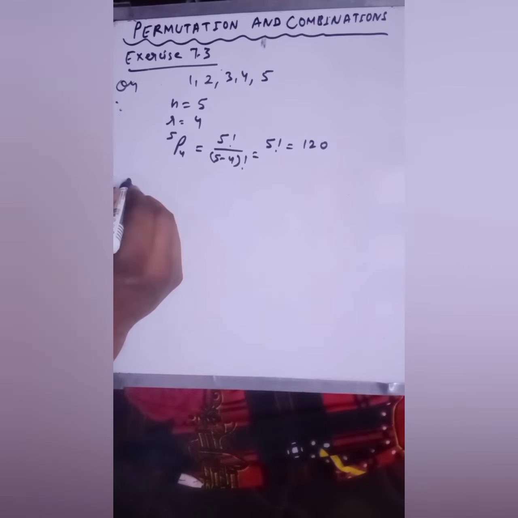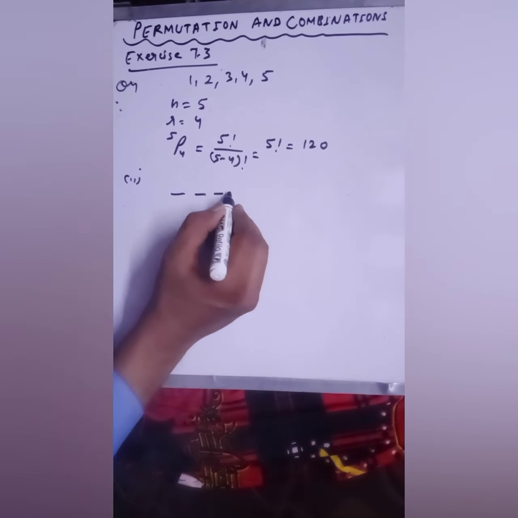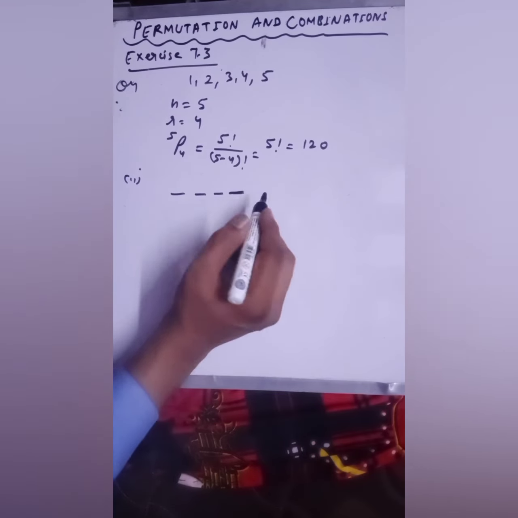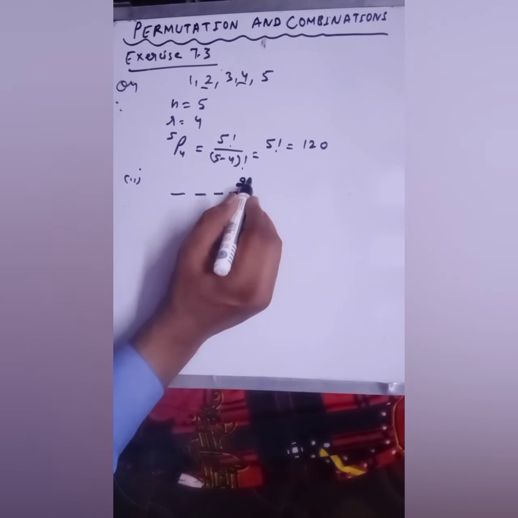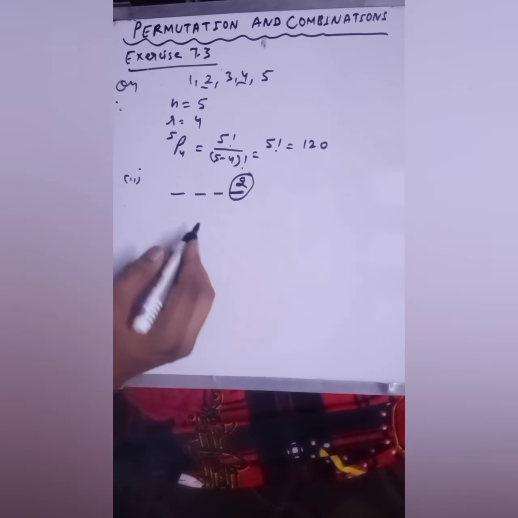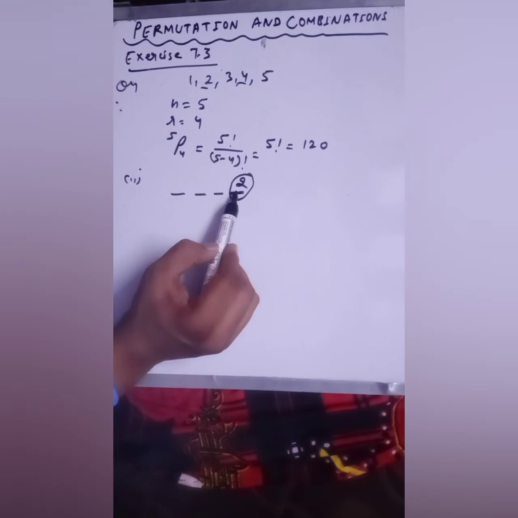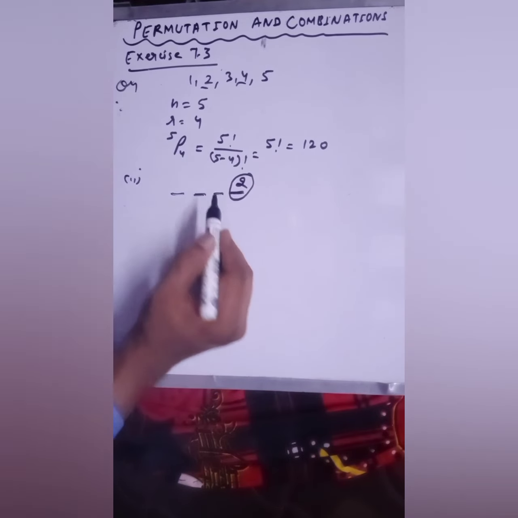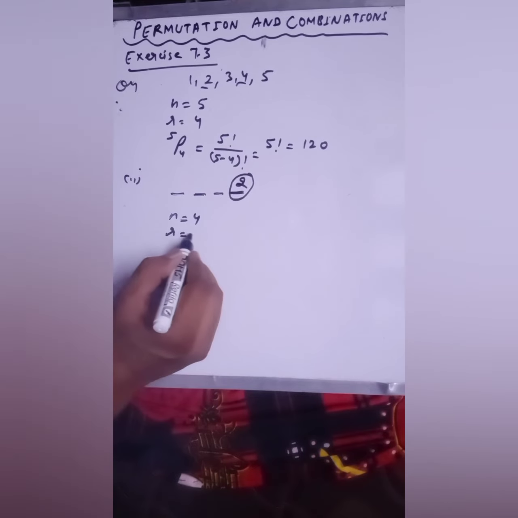Now the next part is how many even numbers you can form. If you have to make a 4-digit number, this place must be filled with an even number, that is 2 or 4. So you have two choices for this. Leave this. Now one number will occupy this place, so you have 4 numbers with you to fill these 3 places. So your n would be 4 and your r would be 3.